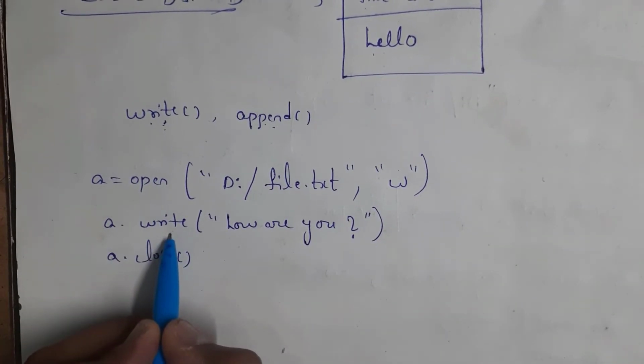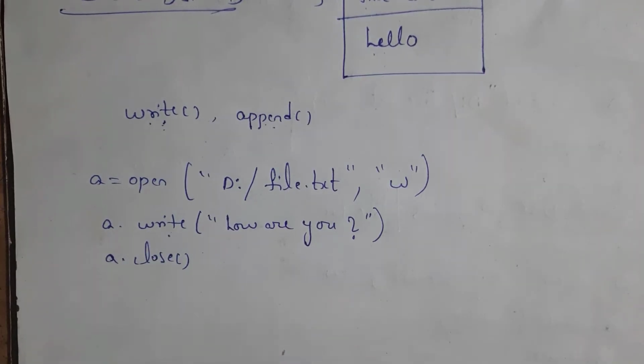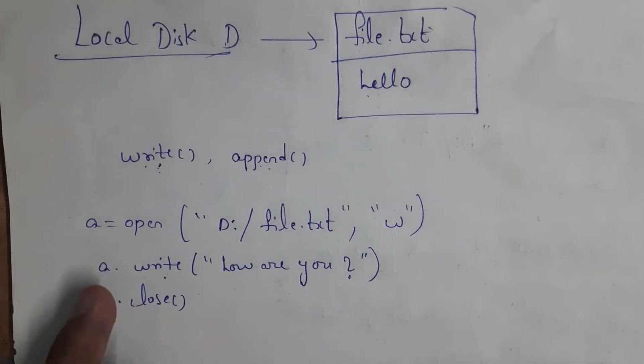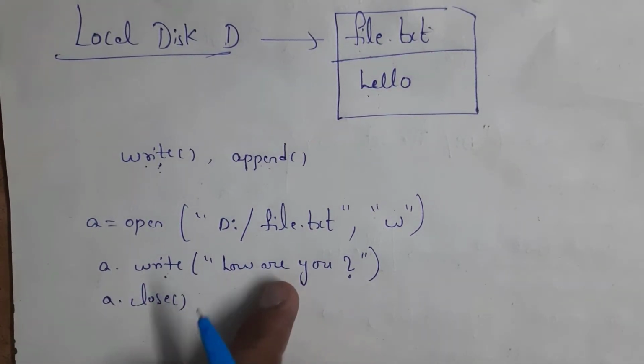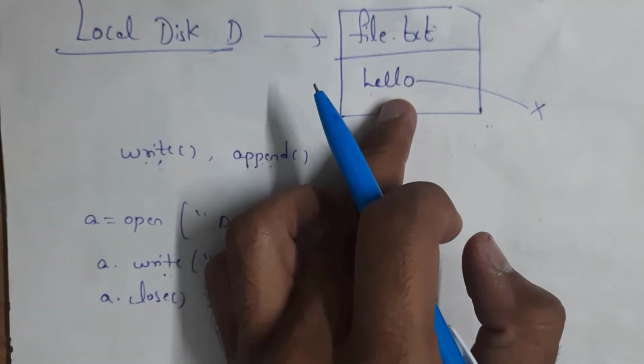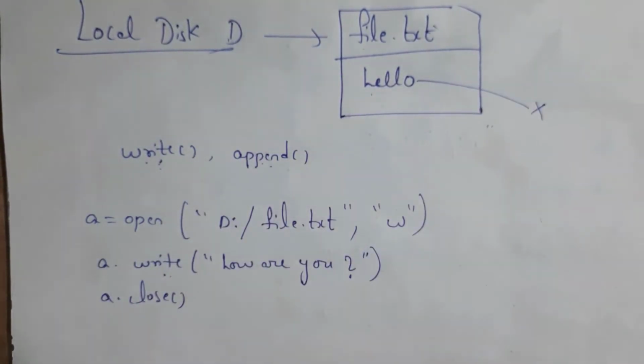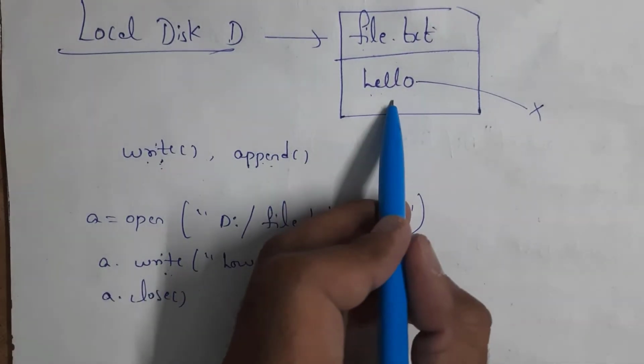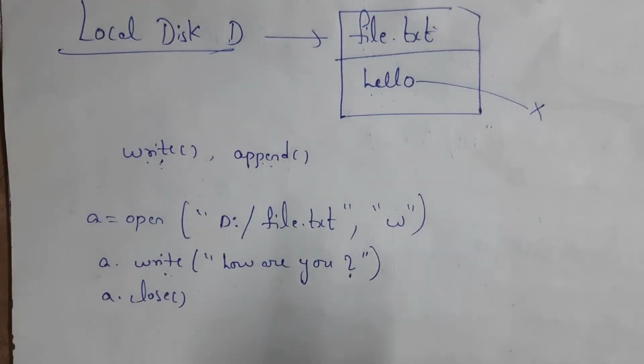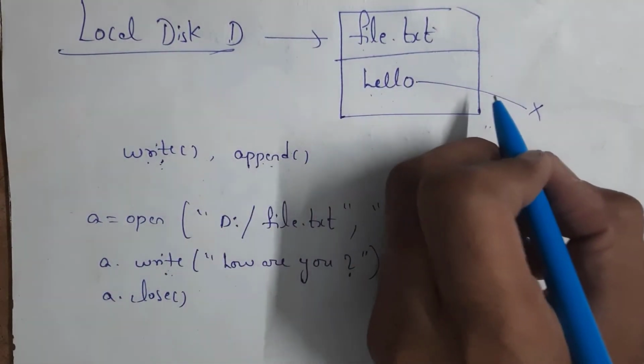What this write method will do is, this write method will delete previous data which is present in my file and it will add new data. So whenever I write here a.write of how are you, my file contains hello. So it will delete this hello and it will add how are you into my file. Write mode will delete previous data which is present in my file and it will add new data. Now my file contains how are you.